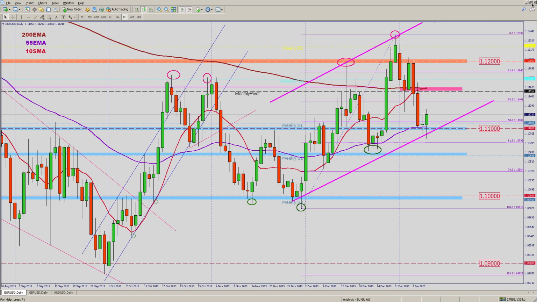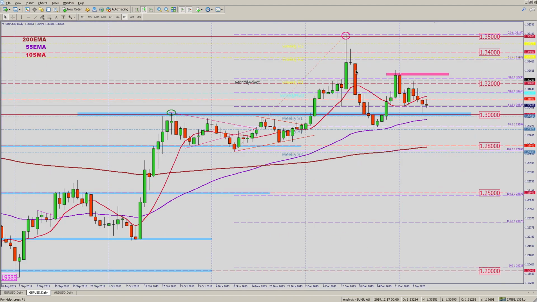Alright, let's take a look at the cable. The cable has also retraced lower to almost retest the support zone near the 130 area, and it could not reach the retest of the previous swing high where we marked an intermediate resistance, and only hit the 132 level before falling back down. So there's a 200 pip range here for last week.